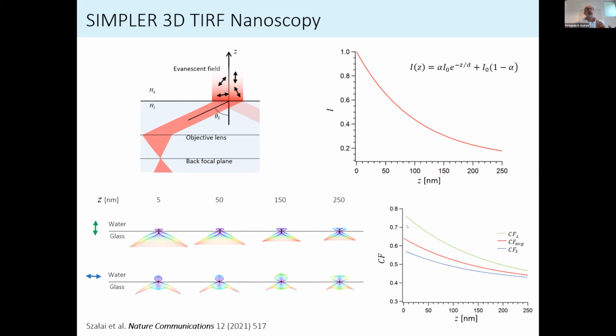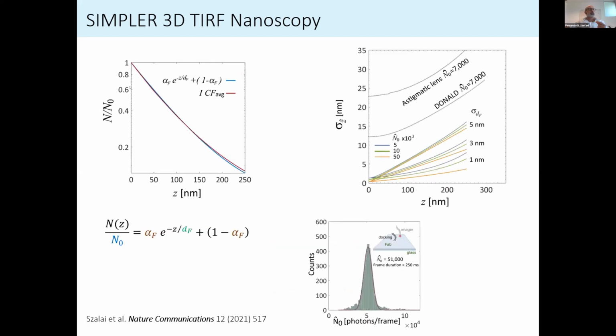So if you compute these two effects properly, you can obtain a calibration of your signal depending on the distance to the interface. And that's what we did here. We calibrated this properly, and you can find the details in this paper.